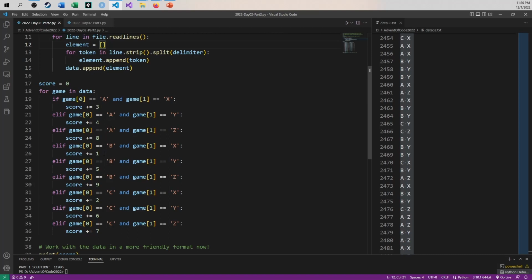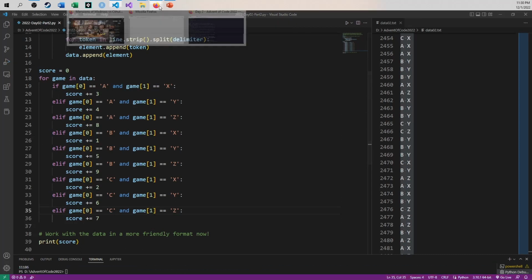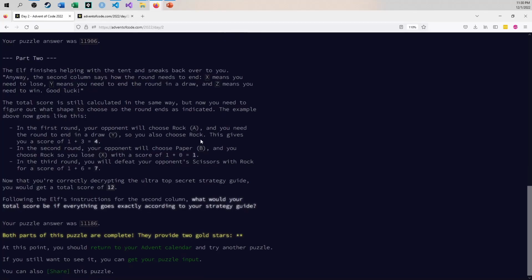You guys can do the math from the problem: if I'm playing A to lose, then I have to play C, and otherwise I have a tie or a win, and these are the brute forcing of the 9 numbers. And then if I run this one, I get the 11,186 that you see. And so that does it. That solves my problem for the day. Hope it solves yours as well.